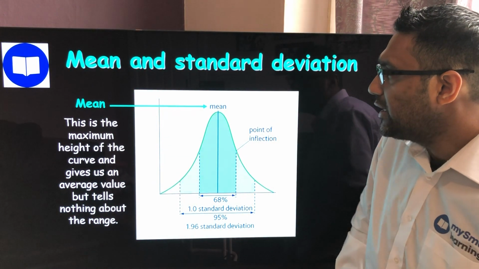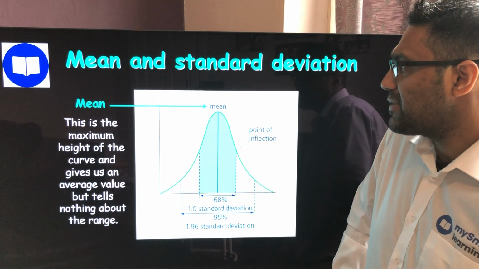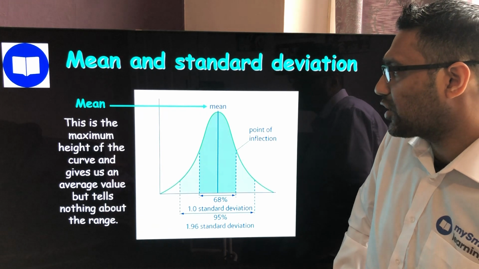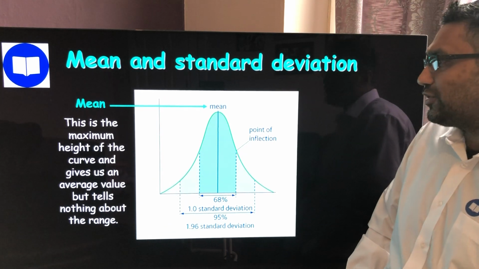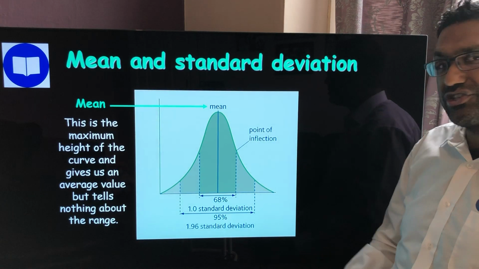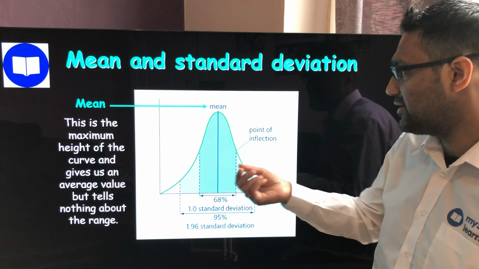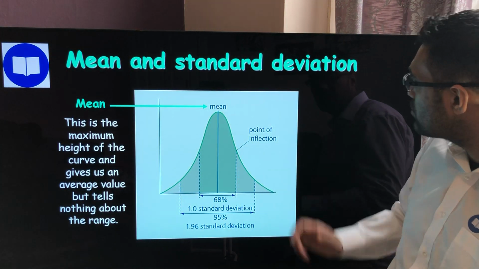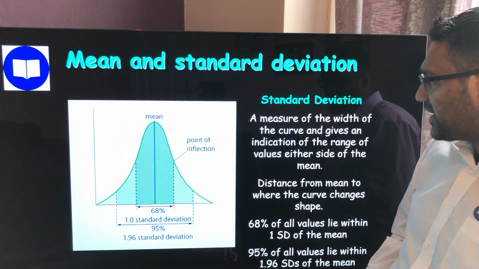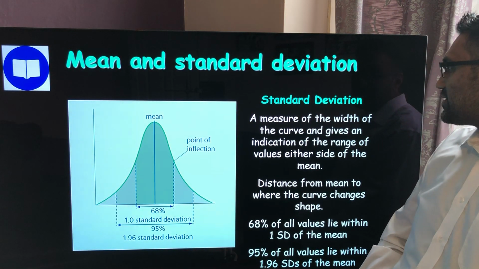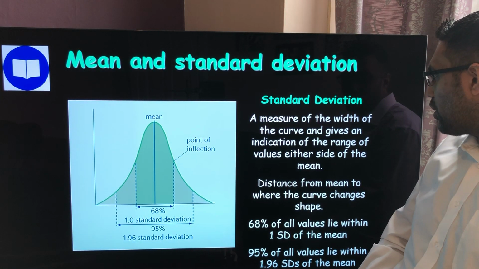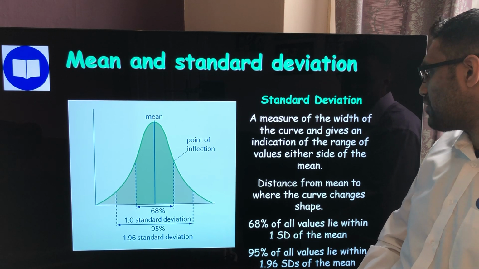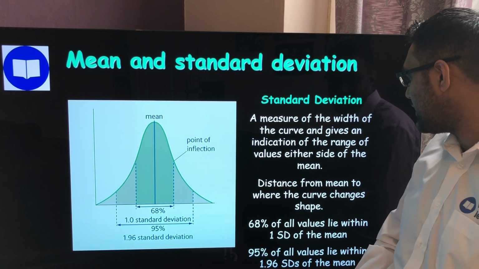Okay, so the mean then. The mean is the maximum height of the curve and gives us the average value, but tells nothing about the range. It just tells us the average. It doesn't tell us how widespread it is. So this is why we have the standard deviation. The standard deviation is a measure of the width of the curve and gives an indication of the range of values either side of the mean.